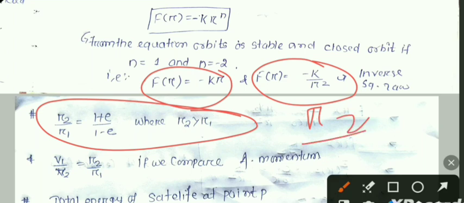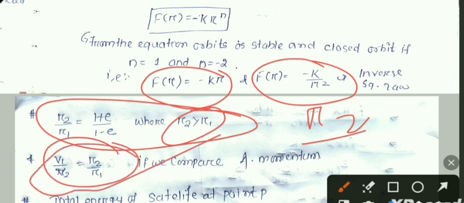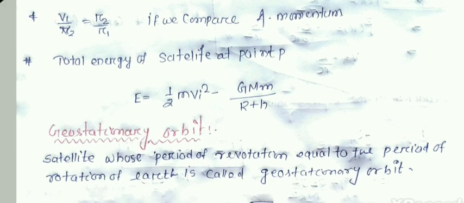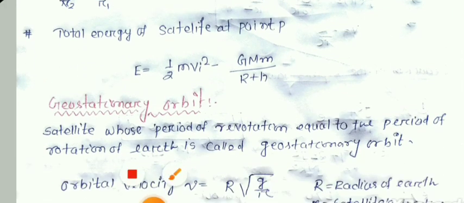If we are doing some problems, then this formula must help us: r2, where r2 is greater than r1, that means r2 is maximum. R maximum by R minimum is equal to 1 plus eccentricity divided by 1 minus eccentricity. Similarly, if we compare the angular momentum, we get v1 by v2 is equal to r2 by r1.